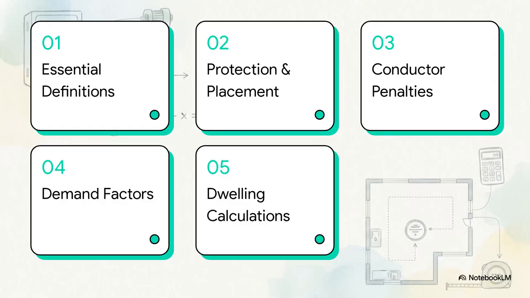Here is our roadmap for the session. We'll start with number 1, essential definitions. Then 2, protection and placement rules. 3, conductor penalties. 4, appliance demand factors. And finally, number 5, standard dwelling calculations.